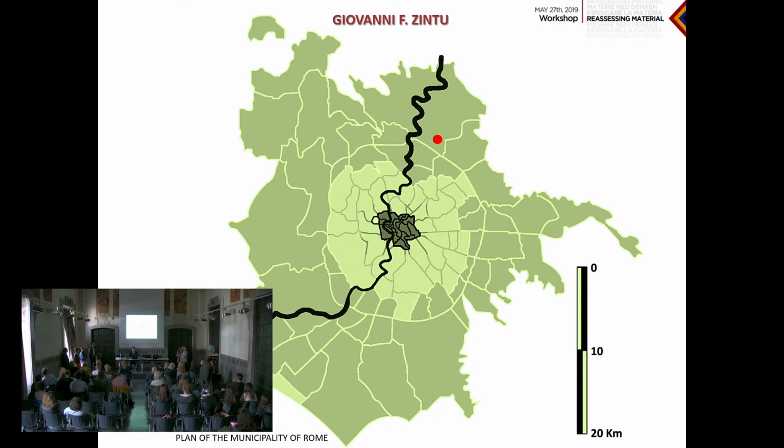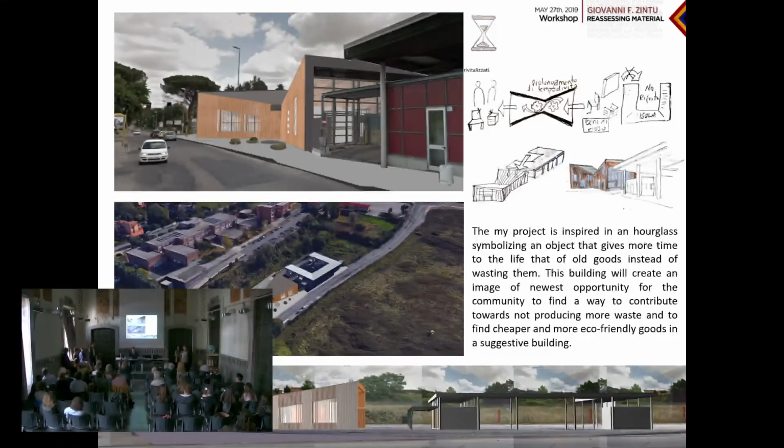Good afternoon, my name is Giovanni Cintu and I developed a reuse center. There's an important point between creating a building for the reuse of consumer goods and the significance this must have to the population. It must be a recognizable place that inspires curiosity and interaction with the population. Because of this, my project is inspired by an hourglass, symbolizing an object that gives more time to the life of all goods instead of wasting them. This building will create an image.